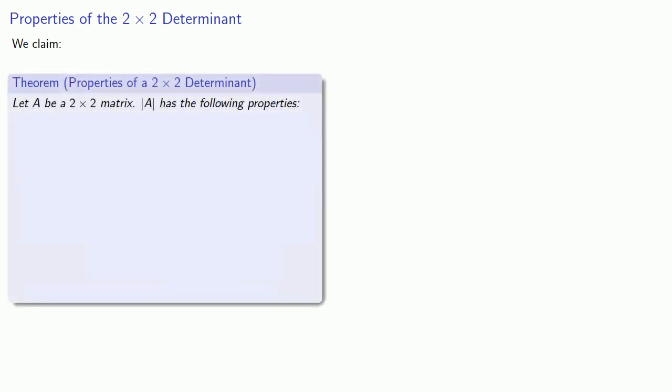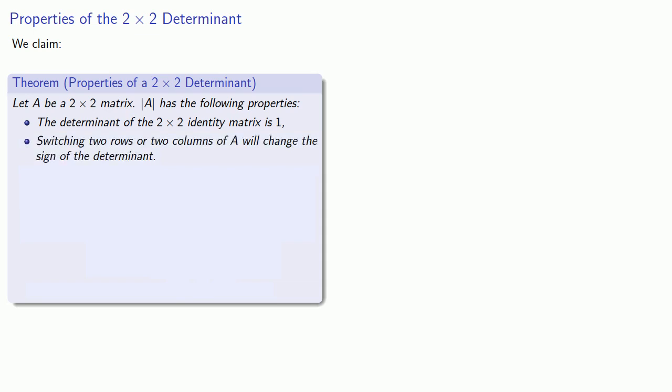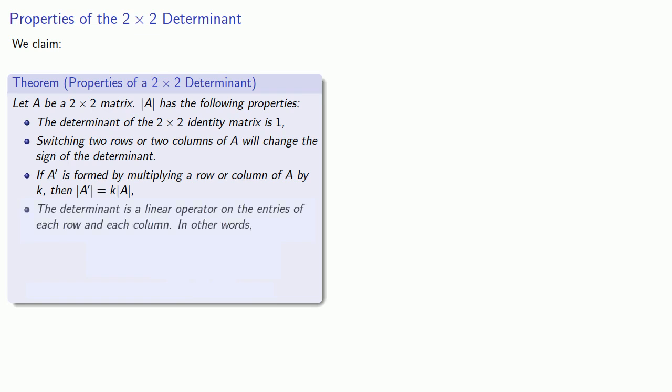So what are the properties of the 2 by 2 determinant? We claim the following. First, the determinant of the 2 by 2 identity matrix is 1. Next, switching 2 rows or 2 columns of A will change the sign of the determinant. Next, if a matrix A prime is formed by multiplying a row or column of A by k, then the determinant of A prime is k times the determinant of A. And finally, the determinant is a linear operator on the entries of each row and each column.